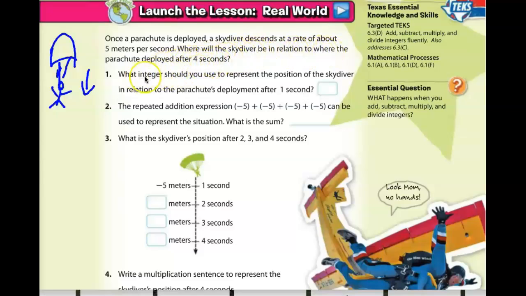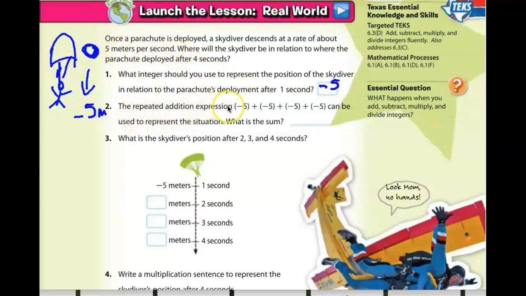Okay, so what integer should be used to represent the position of the skydiver after 1 second? So is that going to be a positive 5 meters or a negative 5 meters? Go ahead and answer that question. Now the answer is negative. It's going to be a negative 5 meters because at the point in which he deployed, that's 0. He had not moved at all. But after 1 second, he has already dropped 5 meters because it's 5 meters per second.